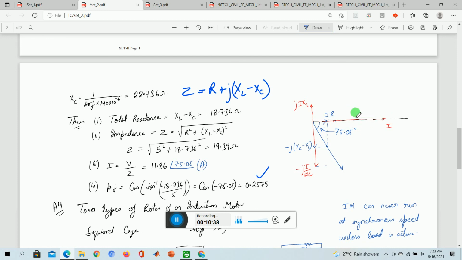So when you multiply the current with resistance, there is no J term, so this direction is obviously along the current. And when we multiply the current with the capacitive reactance, minus J is coming, so it will be downward, this big magnitude. When you multiply J with XL, it will be upward, JI into XL.